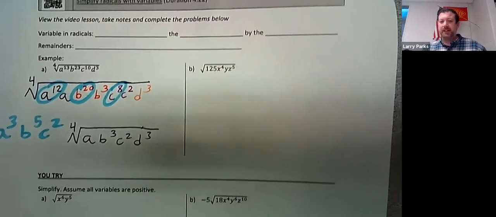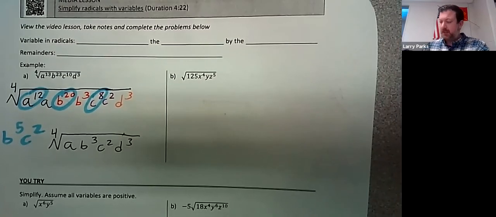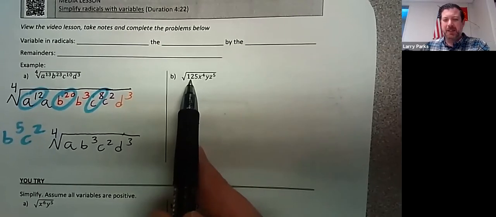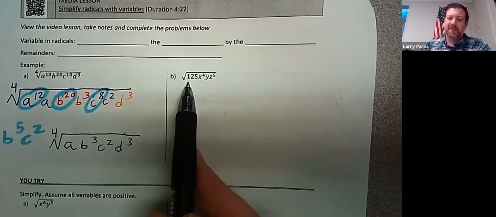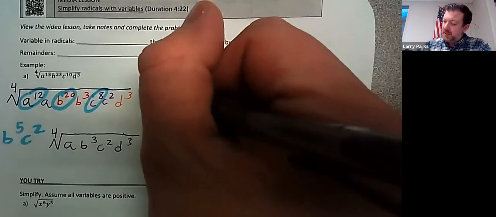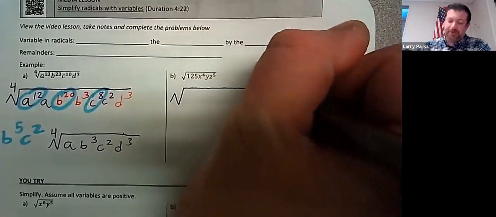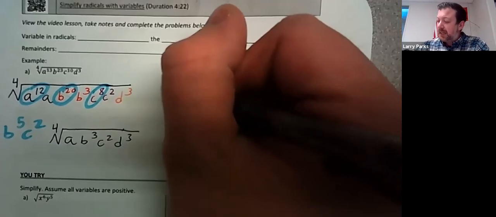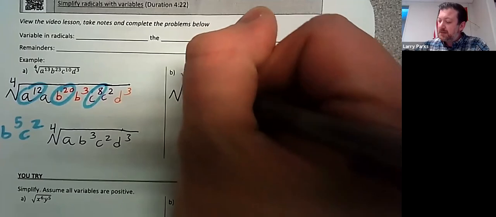Okay. Now here, same type of problem. The only thing is they added in a number. So let's think about the square root of 125. That's probably 25. So I could break this up into the square root. I believe 25 is the biggest square. Yes. So 125, we'll say that's 25 times 5.